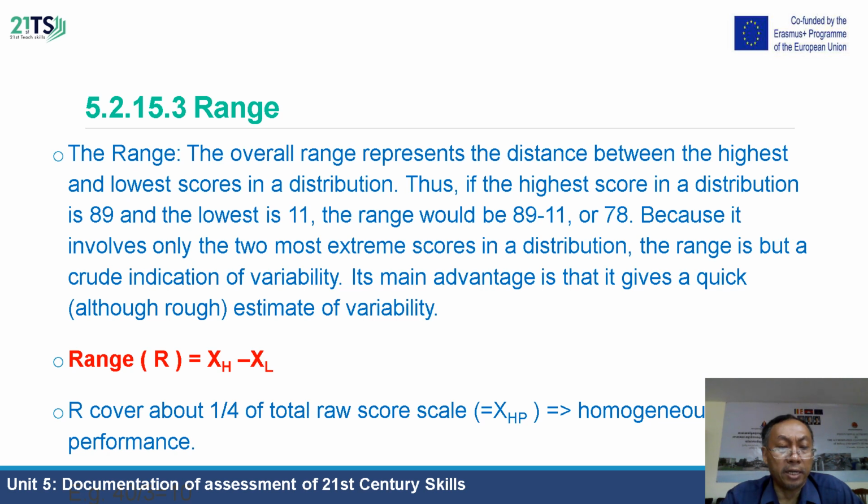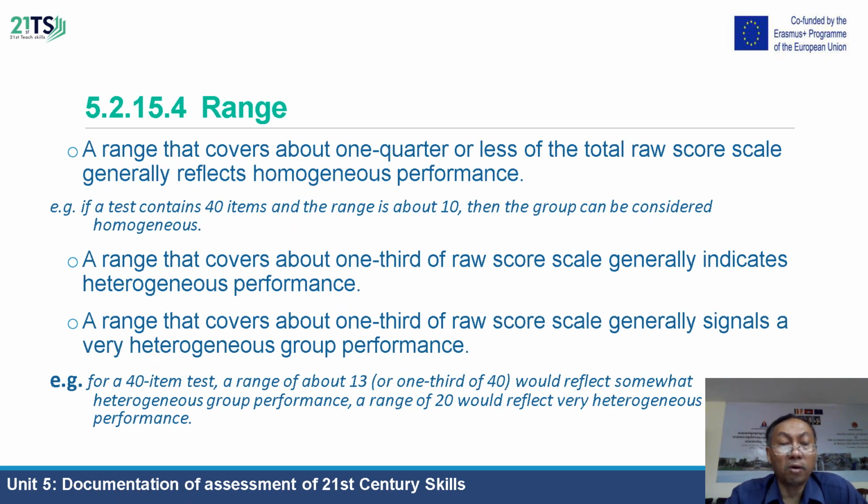When you find a range covering about 1/4 of the total raw score scale, or less, it means that the student performance is homogeneous. If a test contains 40 items and the range is about 10, then the group can be considered homogeneous.